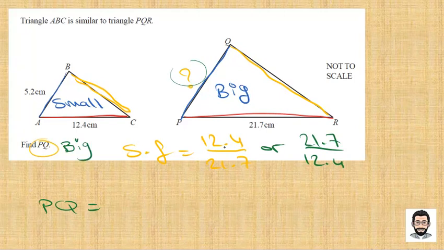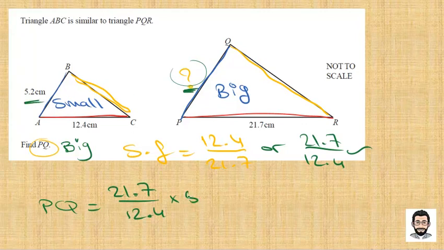Of course, I'm going to use this formula. So 21.7 over 12.4 times what? Yeah, it's corresponding to what? This PQ. Excellent. 5.2 equals, what's going to be the answer? Great, it's going to be 9.1 centimeter. Great. The next one.